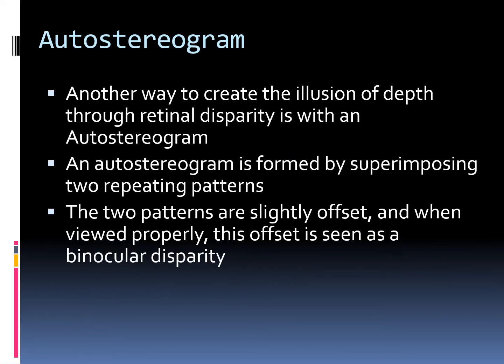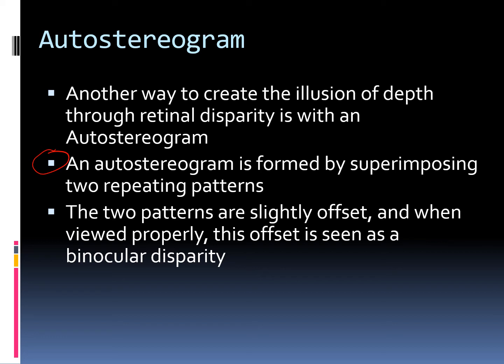All right, so an autostereogram. This is just another way to create the illusion of depth through retinal disparity. So what is it? Make sure you know this, right? An autostereogram is formed by superimposing two repeating patterns. The two separate patterns are slightly offset, and when viewed properly, this offset is seen as a binocular disparity. This is like if you've ever seen a 3D movie and you take your glasses off, notice how it looks like two superimposed pictures right on top of each other? That's all this is right here.